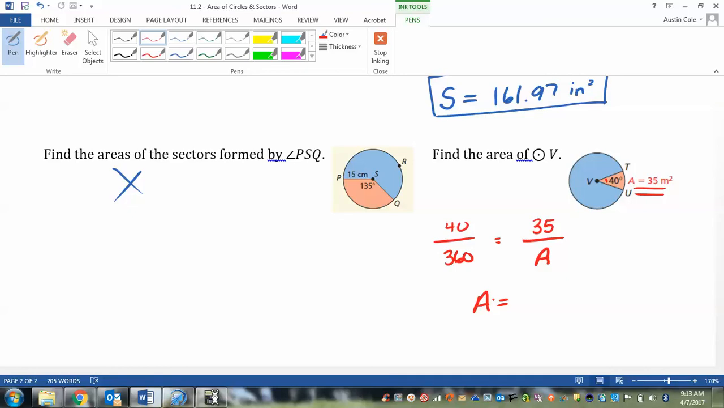Chris, get an answer back there? Yeah, 315. Even? Meters squared.